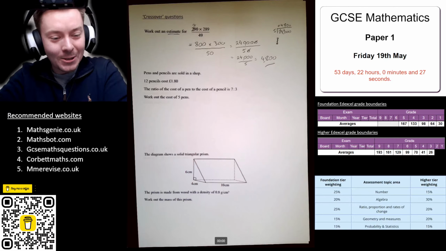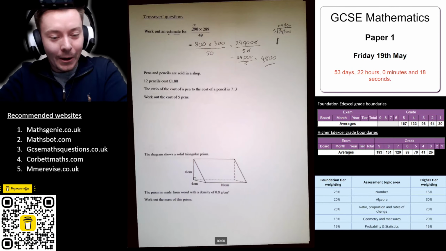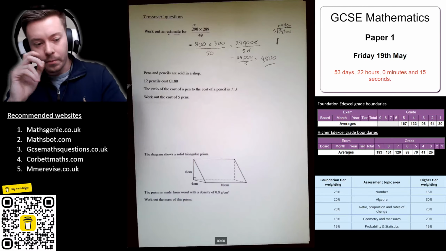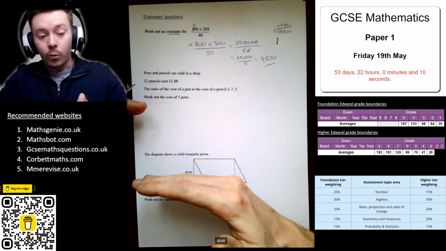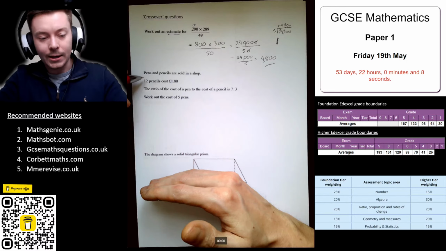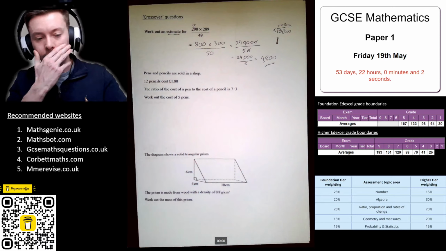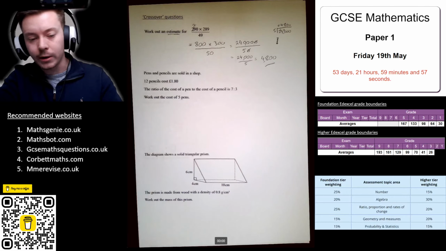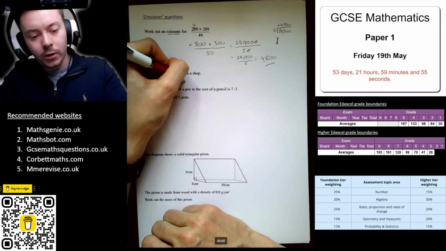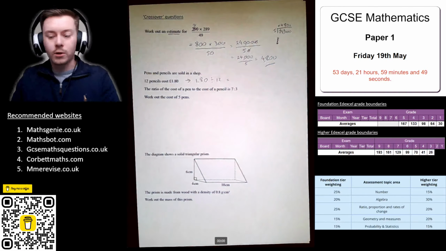Pens and pencils are sold in a shop. 12 pencils cost £1.80. What I will probably want to do is work out one pencil straight away. This is something that I do: when I'm reading the question I work out bits as I'm going, and that makes your life a lot easier, so that when you get to the end you're not trying to work out everything all in one go. I believe generally, the way I've done this, non-calculator, calculator, calculator kind of follows that order. So I need to do £1.80 divided by 12, and that will give me the price of one pencil.